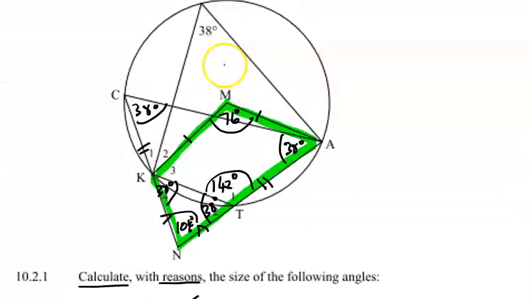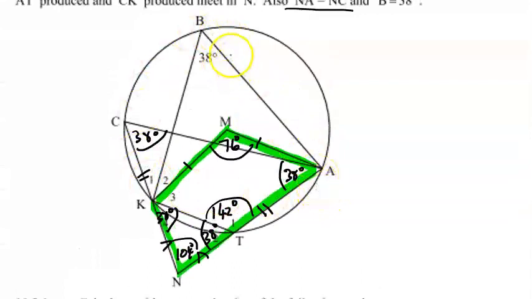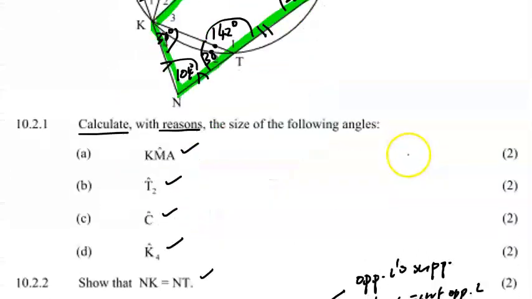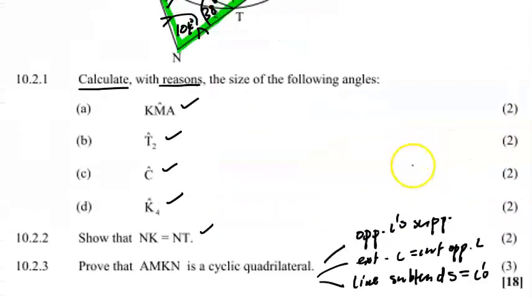It doesn't necessarily have to lie on the circle. If 4 points lie on the circle, they don't have to tell us it's a cyclic quad. It's already a cyclic quad. Okay, so that's something that you have to take note of. So let's go write our solutions down quickly.